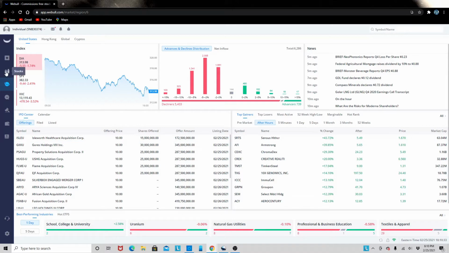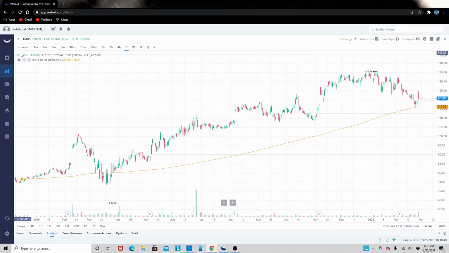Today we're going to be looking at T-Mobile. It's currently trading at $120.89. It's up on the day 1.26%, and after hours, it's also up another $1.11, which is 0.92%. Today is February 25th, 2021, and we are experiencing a lot of sell-off in the market. It's been a crazy week. There's been a lot of ups and downs. So this stock is actually one of the few green stocks on the day. So let's get into the chart here.